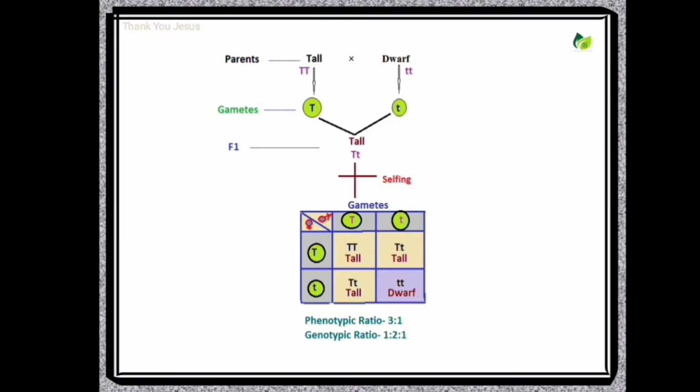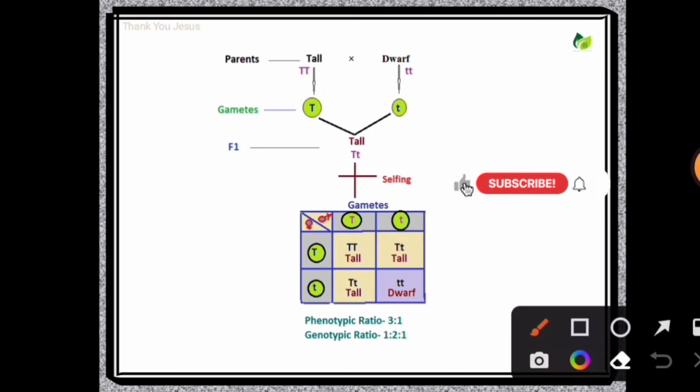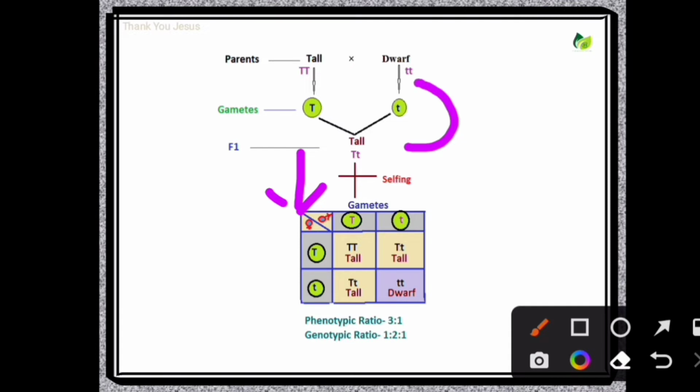Generally, the F1 individuals obtained in a cross are usually selfed to get F2 progeny. You all know that. But they can also be crossed with any one of the two parents from which they are derived. So in this video, we are going to deal with such crosses. Okay, so let's see.